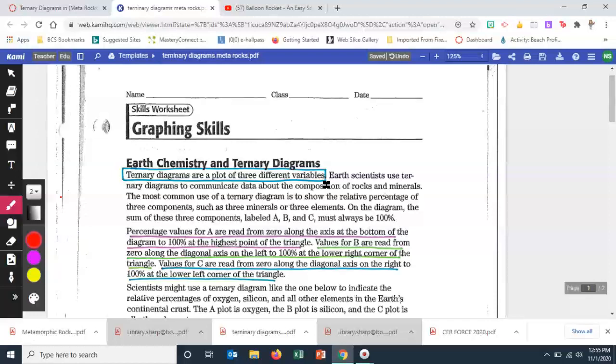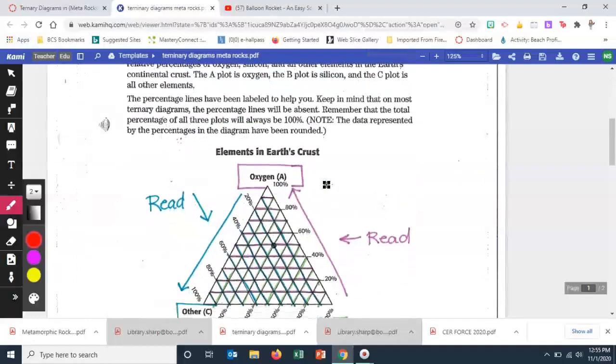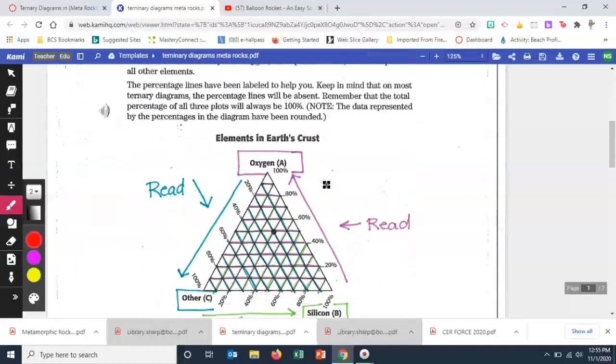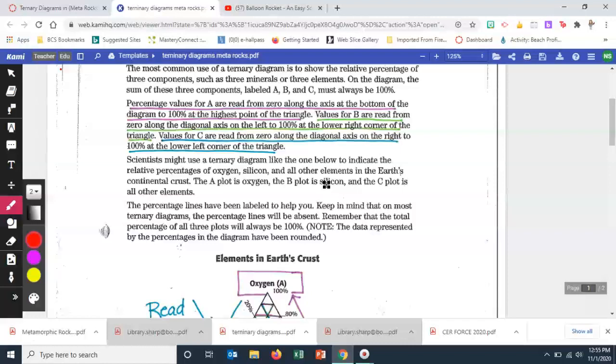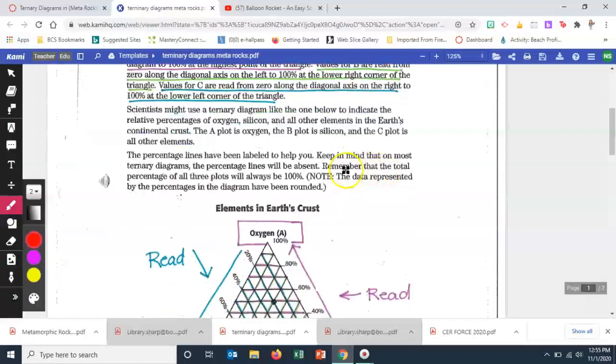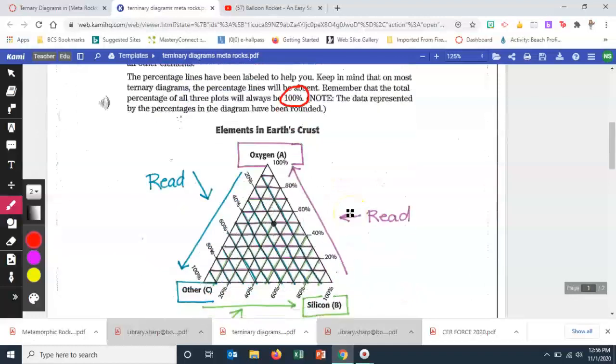But we're going to just look at how to read these diagrams because we'll see them kind of frequently throughout the class here. So the biggest thing is to be able to read them and then understand that the total percent of all three plots always have to equal up to 100%. Always, always, always. That's really important, that 100% there.